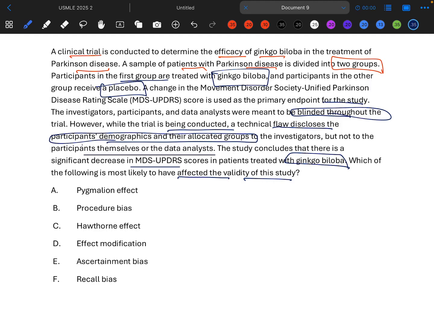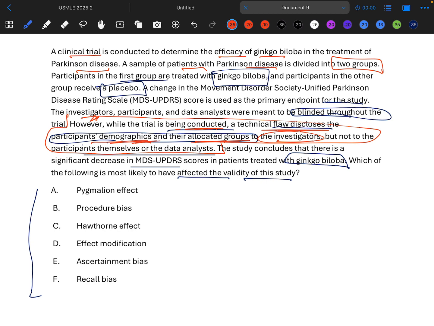So the main thing, according to me, is this statement in which they are saying, however, while the trial is being conducted, the technical flaw disclosed. This is the participant demographic and they are allocated group to investigators. So when the investigator knows which participant is getting the medicine or drug, obviously observer expectancy bias will be there.